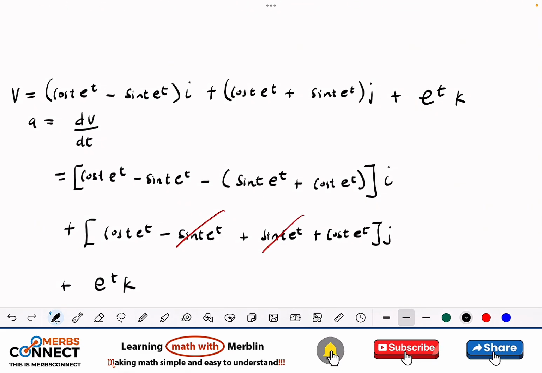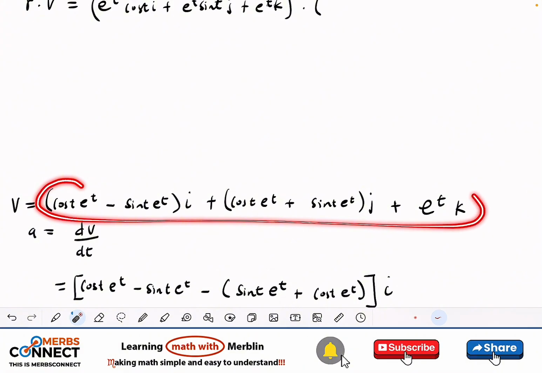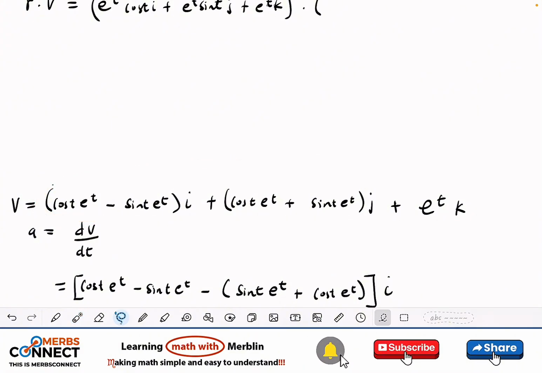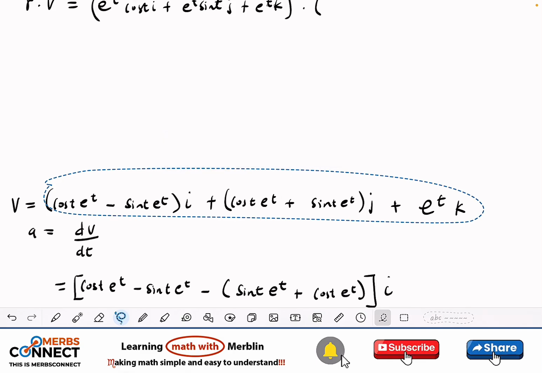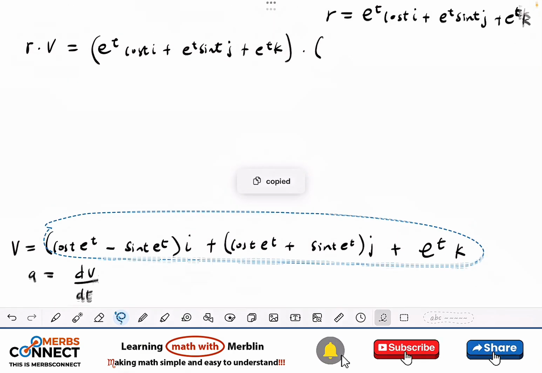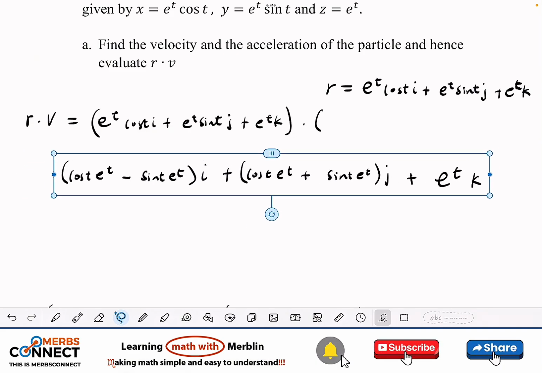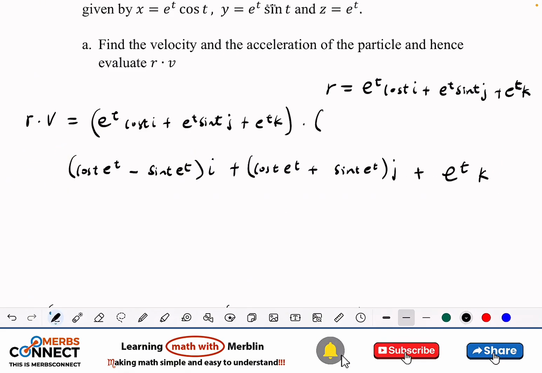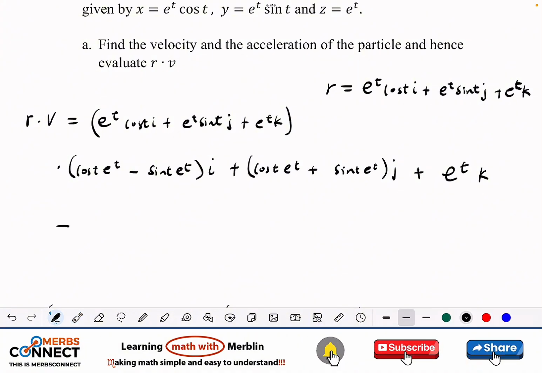What do we get for v? v is the whole of this. So I can even copy it and just paste it there. So let me copy this here and paste. Good. So we are dotting this with this. Let me just clean this one here. So we are doing this times that. We know how to do dot product, right? We do direction by direction.